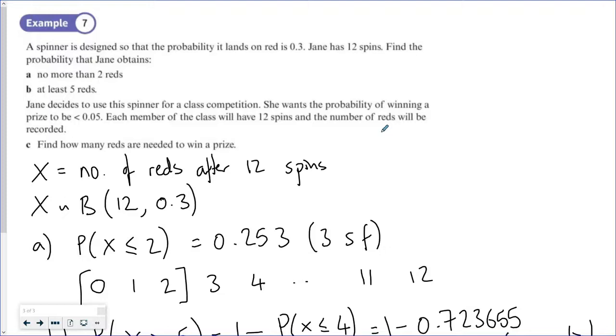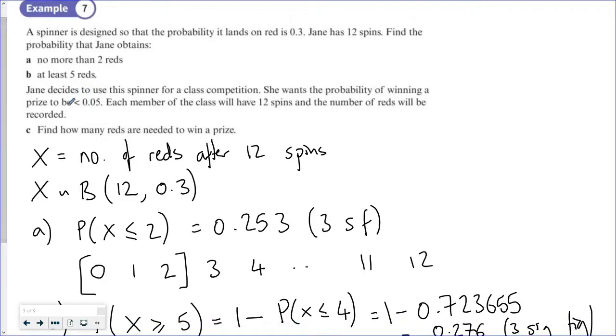and if they have the required number of reds, then they're going to win the prize. So the important thing to realise here is that they need to get the required number of reds or more. So for example, if the teacher said that in order to win the prize you need 9 reds, then everyone who gets 9, 10, 11 or 12 reds will win the prize.